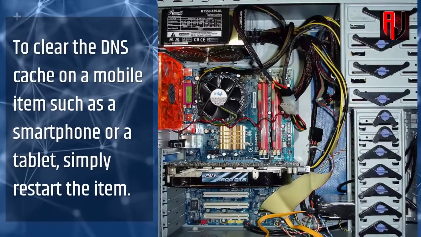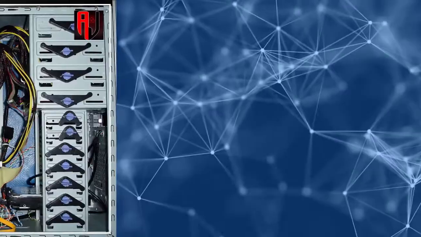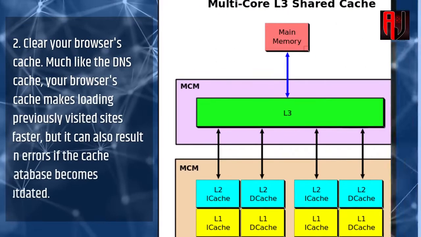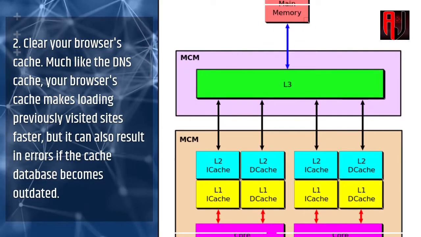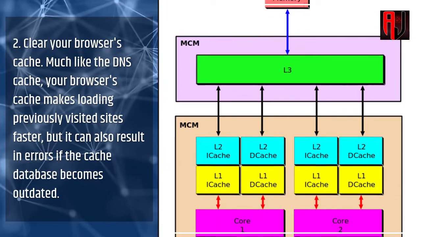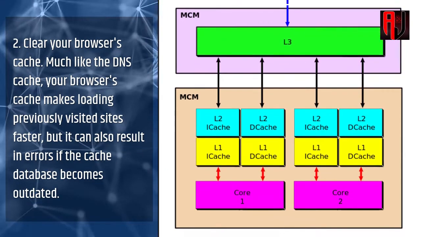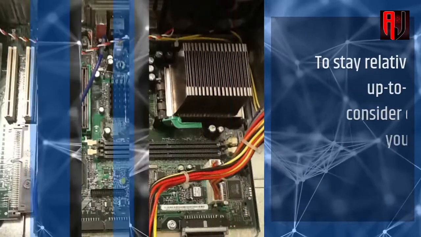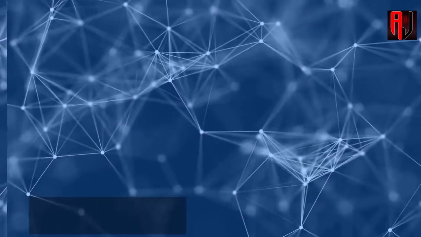To clear the DNS cache on a mobile item such as a smartphone or a tablet, simply restart the item. 2. Clear your browser's cache. Much like the DNS cache, your browser's cache makes loading previously visited sites faster, but it can also result in errors if the cache database becomes outdated. To stay relatively up to date, consider clearing your browser's cache once per month.